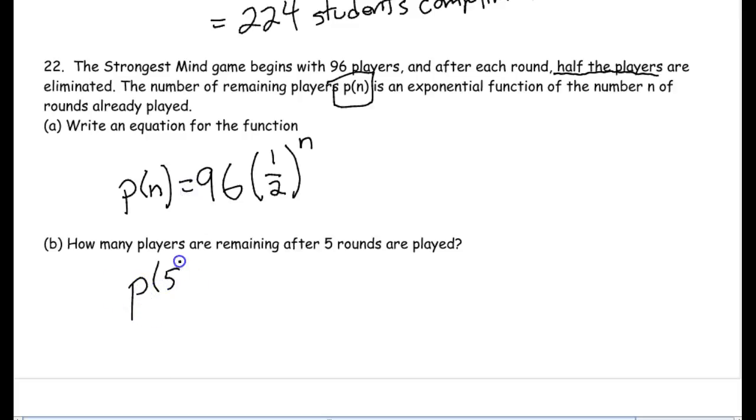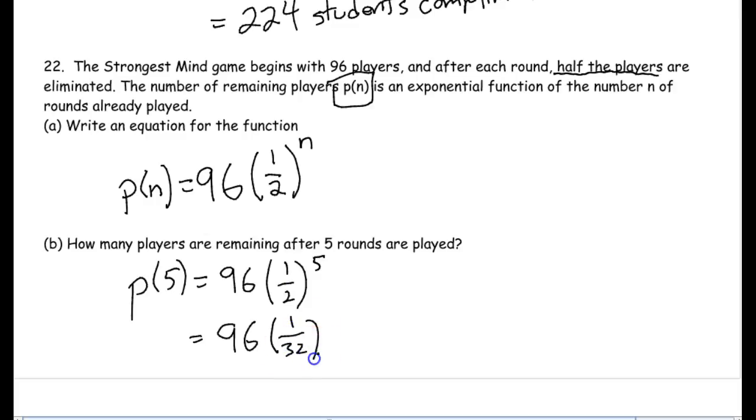P of 5 equals 96 times a half to the 5th power. And basically you're going to multiply 96 by a half 5 times. What that means is 96 times 1 over 32, or the same thing as 96 divided by 32, is 3. And 3 what? 3 players remaining. There we go. There's the end of your review.